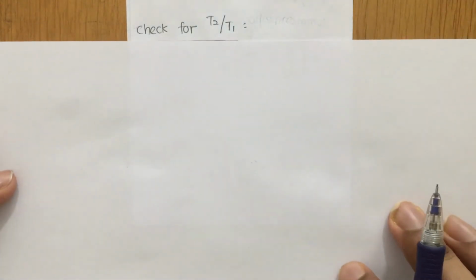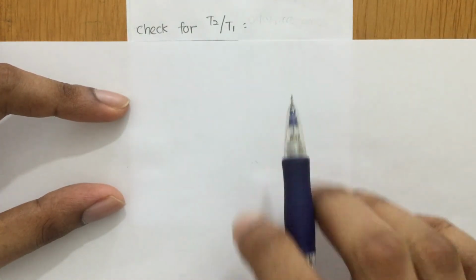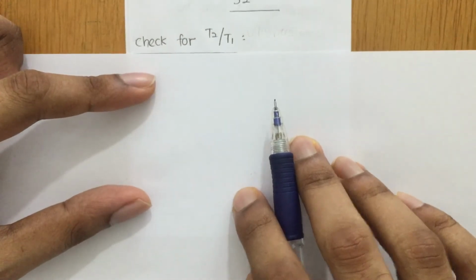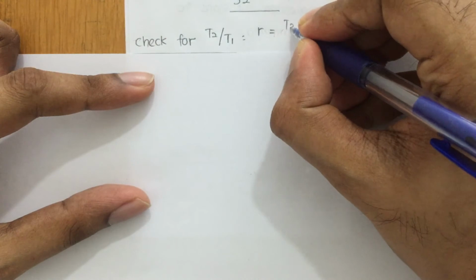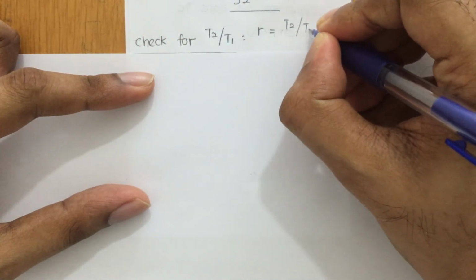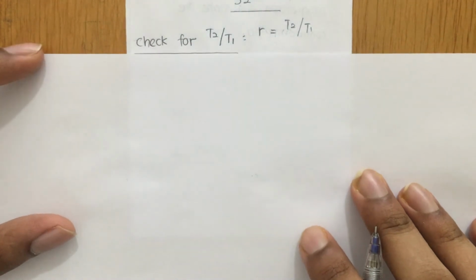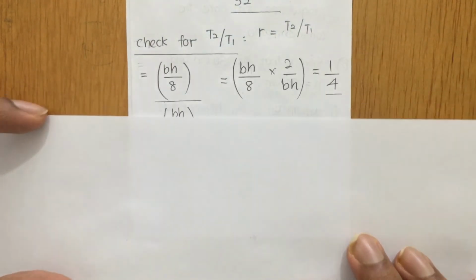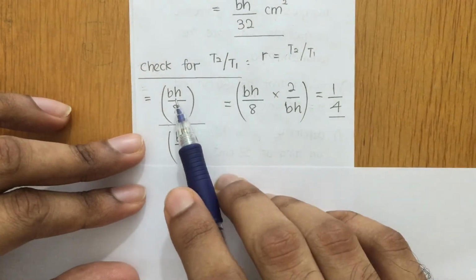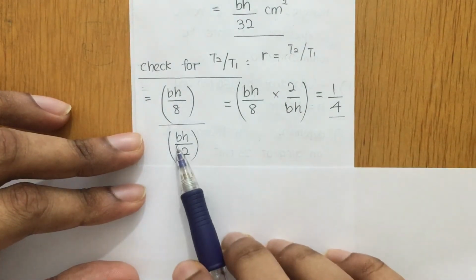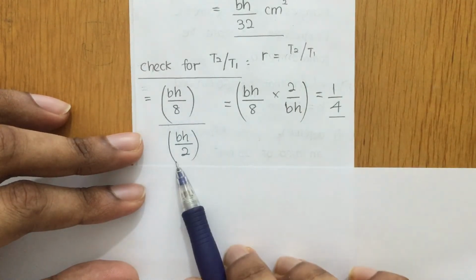To start off, we're going to check T2 divided with T1. Actually, the formula of common ratio in this case will be R equals T2 divided with T1. Let us continue to the next step. In this case, the area of triangle T2 is BH over 8 and the area of triangle T1 is BH over 2. So BH over 8 divided with BH over 2.